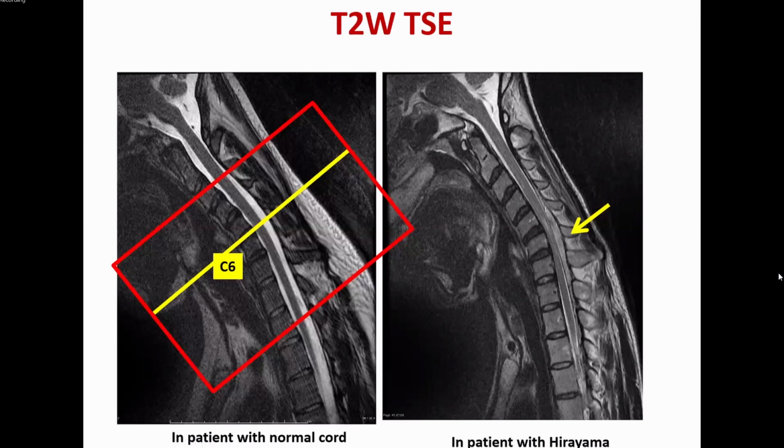Now, so this is the T2 weighted high resolution sagittal images in a patient with normal cord and in a patient with the Hirayama disease. So what you're going to do is with flexion, you're going to demonstrate these details. In a normal individual, the dura is lax and it will compensate for the increased length when the patient is flexing his neck. Okay, the dura will remain in contact. It will be intact and without any displacement.